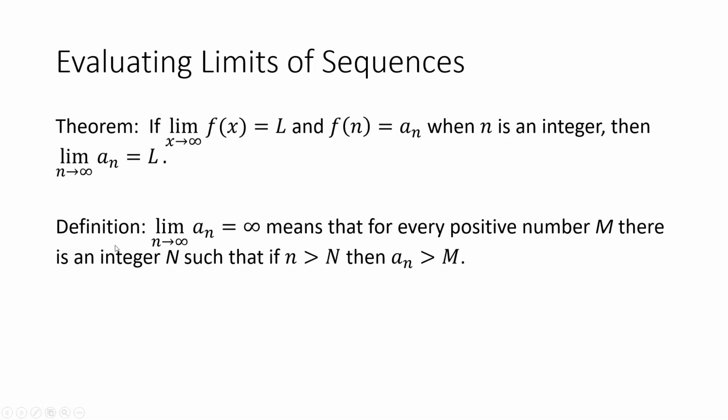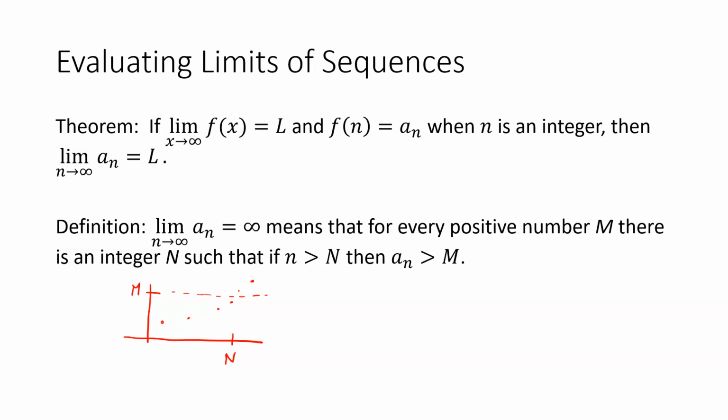What does it mean to say a sequence limits to infinity? When we write the limit as n goes to infinity of an is equal to infinity, it means that for every positive number M, there is an integer N, such that if n is greater than N, then an is greater than M. So essentially it's saying that I can choose any big number here, and eventually the terms of my sequence will be above that for all n after some cutoff point.